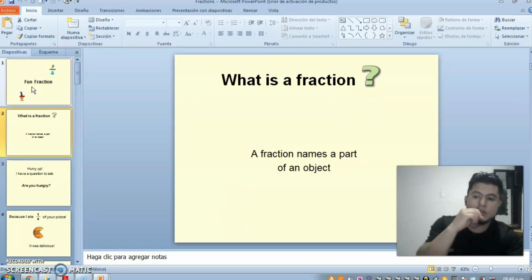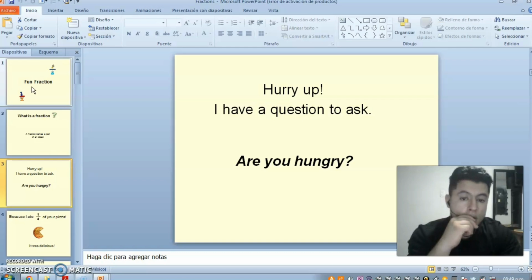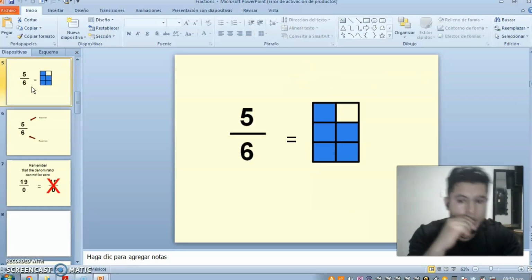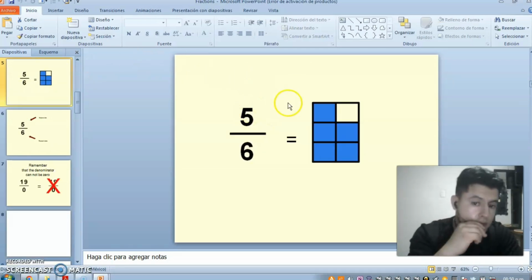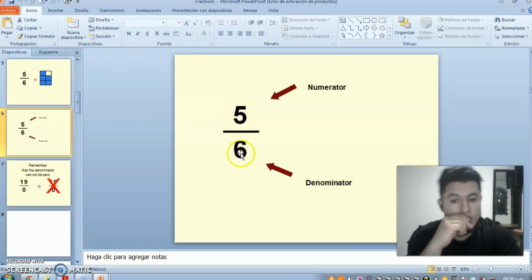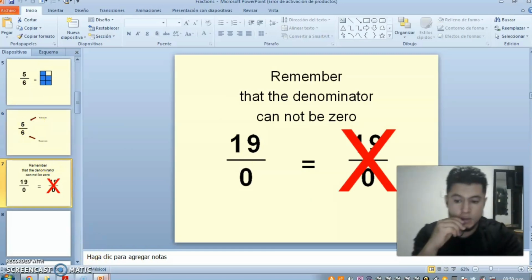Fractions. What is a fraction? A fraction names a part of an object. Hurry up, I have a question for you. Are you hungry? Because I ate a quarter of your pizza. It was delicious. This graph represents 5/6. Remember that this is the numerator and this is the denominator. And remember that the denominator cannot be 0, please remember.